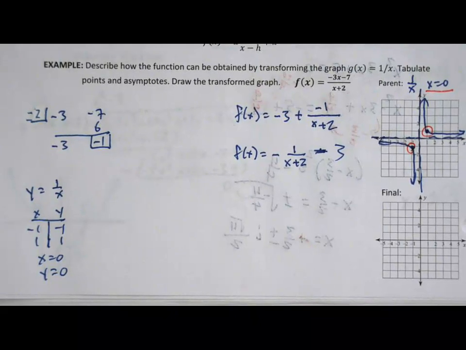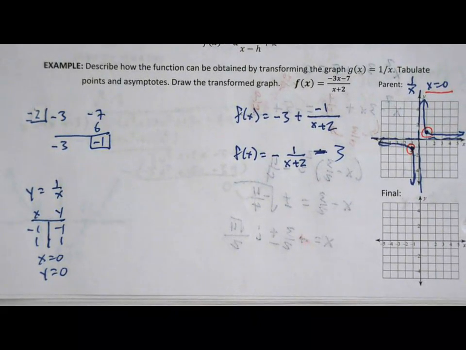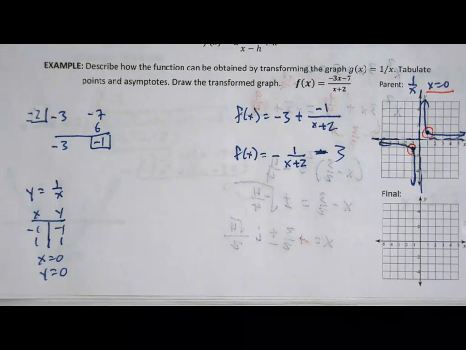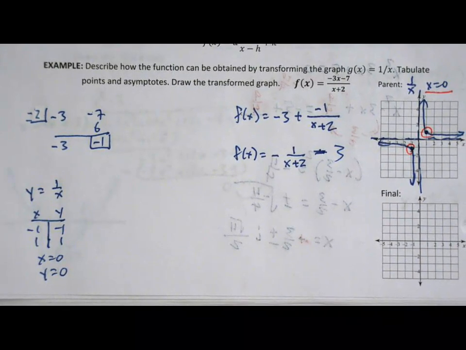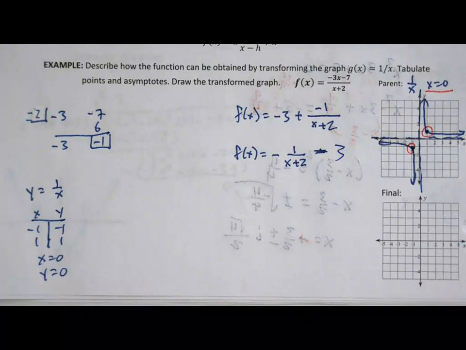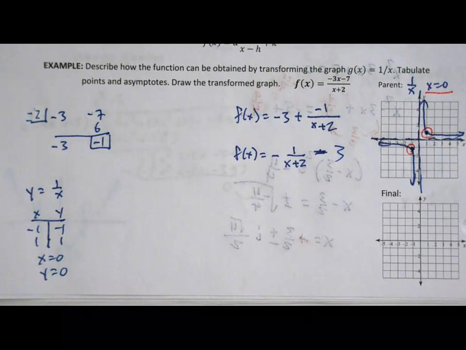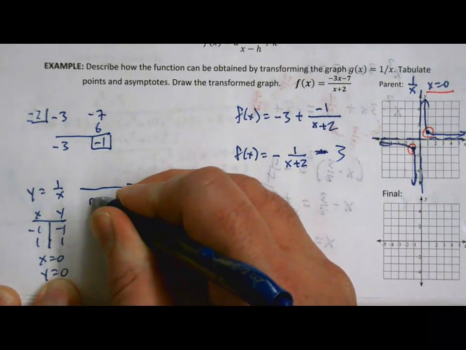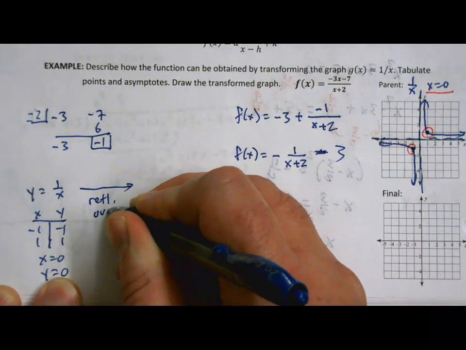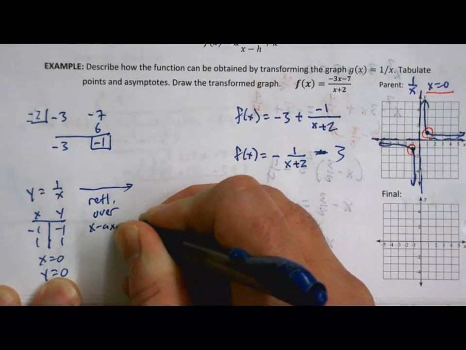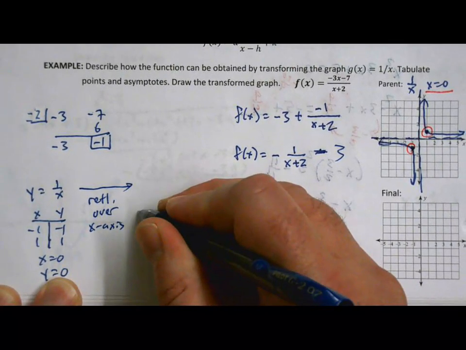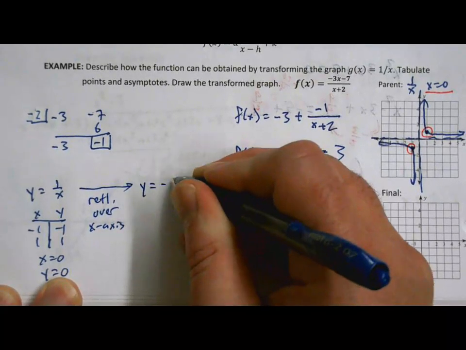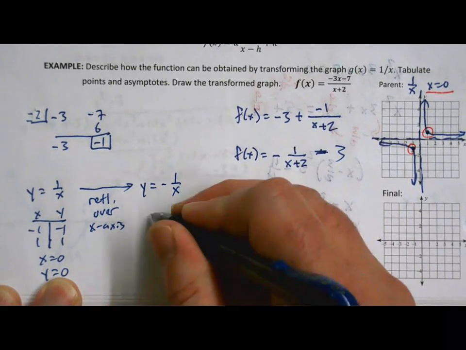Which of our 3 transformations should we do first? We got a reflection and a couple shifts. What should we do first? Reflection, you want to save the shifts for last? That's usually the easiest way to go. So yeah, let's do the reflection over the x-axis first. That's just going to put that negative out in front.